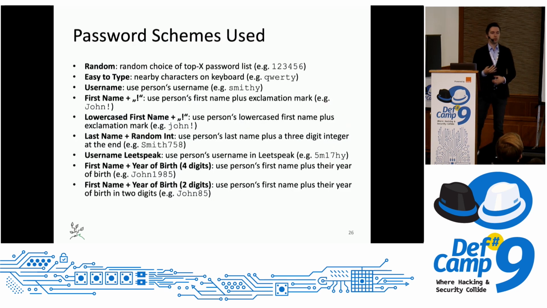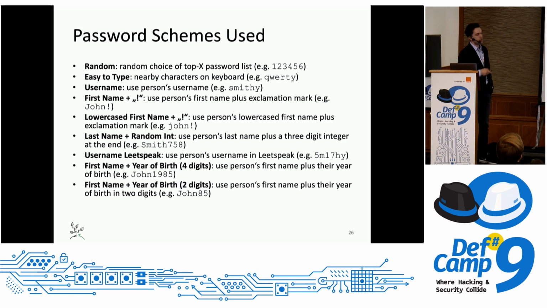I needed to be GDPR compliant. That's why I didn't use actual password lists. I didn't use actual data. And I made up some fake password creation schemes. One of these schemes, for instance, is just the random scheme, which randomly chooses a top X password list password, like 123456.